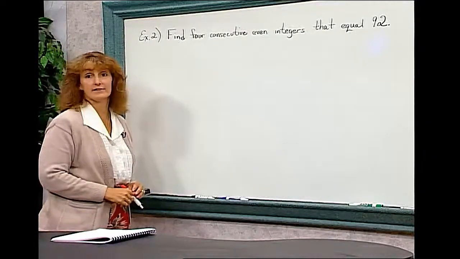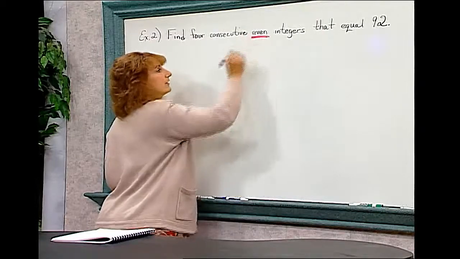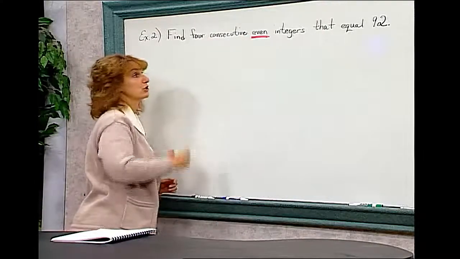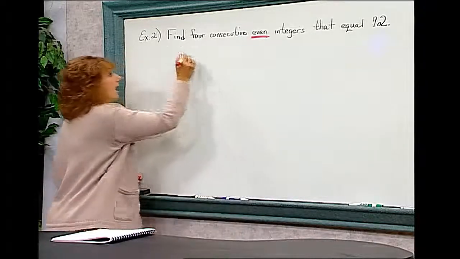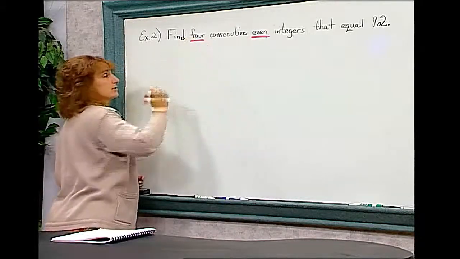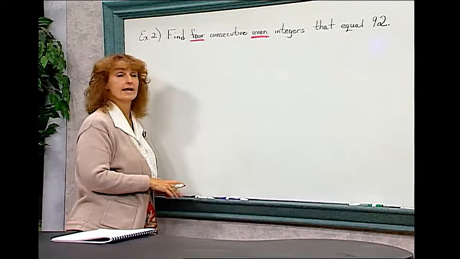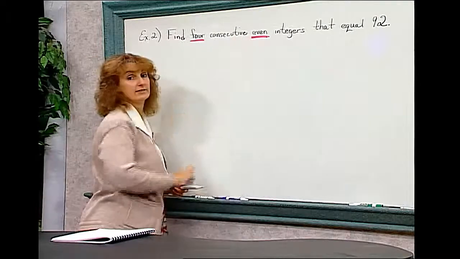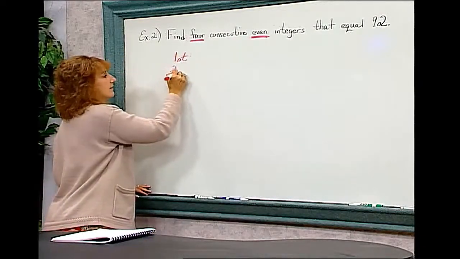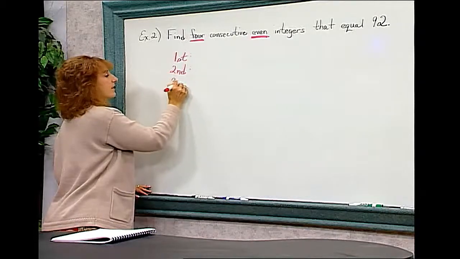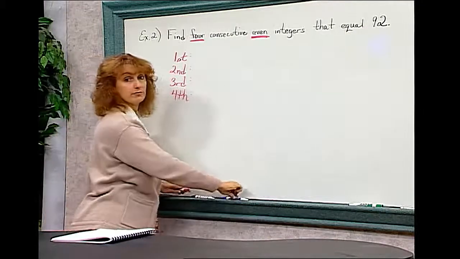Find 4 consecutive even integers that equal 92. A key word here is even. Sometimes we read too quickly and miss that, but it will definitely change the problem. Another word we have to look out for is the word 4. Last time we found 3 consecutive integers. Now we would like 4 consecutive even integers. Since we want 4, we have the first, the second, the third, and the fourth. We have to make room for all of them.